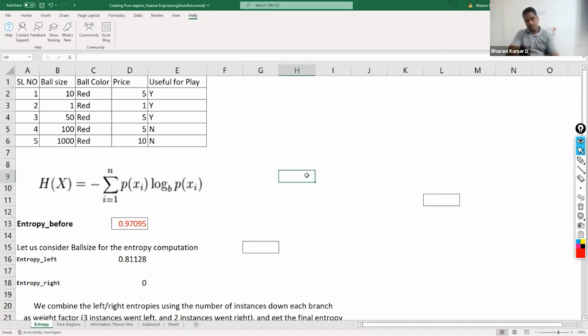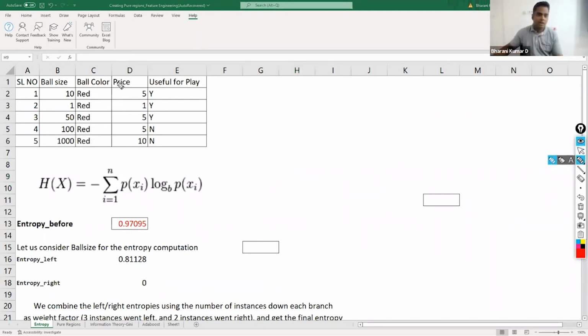In this problem, all the balls are the same red color. So first talk about this one. All the balls are in the same red color. So let's talk about only this.